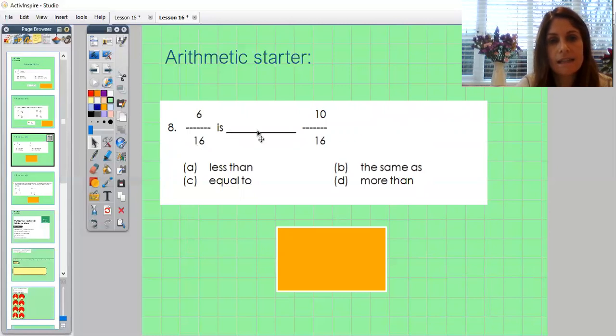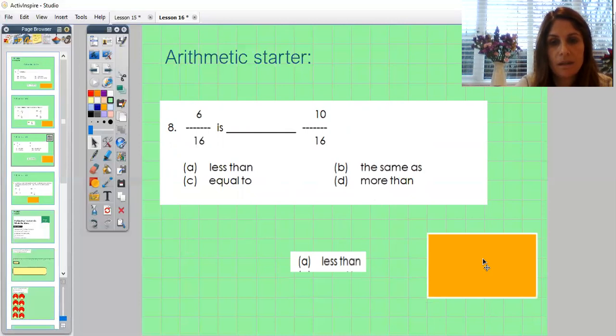Okay, 6/16, and we have to fill in this blank, is it less than, the same as, equal to, or more than 10/16? Have a go, write it down. 3, 2, 1. I'm speeding up, we've got less time now. Less than. I know that if I said to Rowan, you can take 6/16 of the pizza, and I said to Toby, you can take 10/16 of the pizza, I know that there'd be arguments in my house, because it means that Rowan obviously gets a smaller amount or less pieces than Toby. Probably the same in your house.